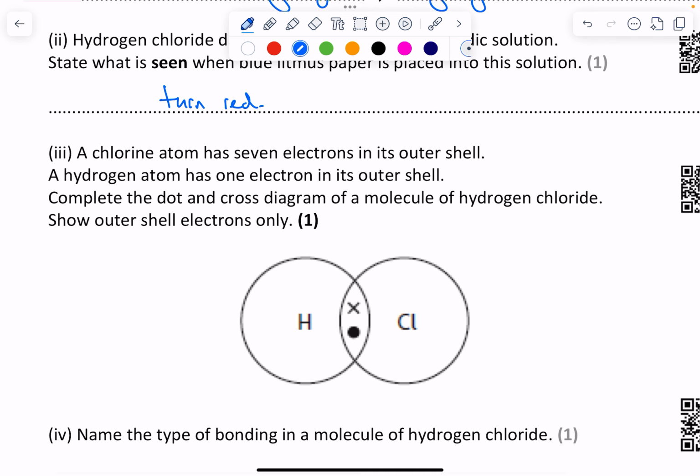And then chlorine has 7 electrons in its outer shell. Hydrogen has 1 in its outer shell. Complete the dot and cross diagrams. Okay, so chlorine's got 7, so I'm going to use the dots. 1, 2, 3, 4. Oh, missed the shell. 5, 6, and that would be 7 with the other dots. So that's how you would draw that.